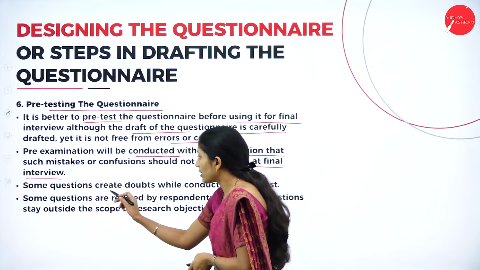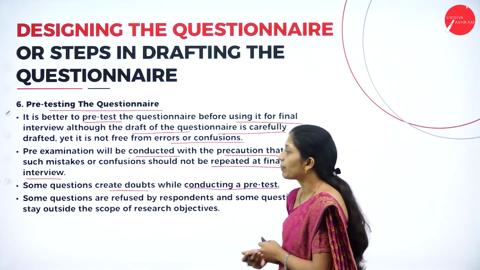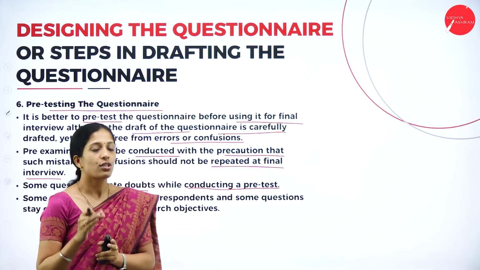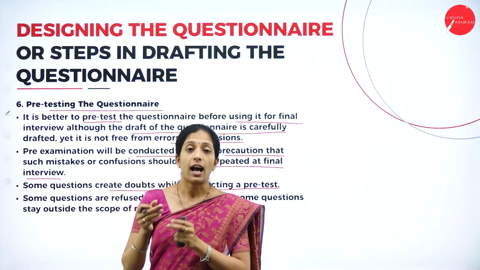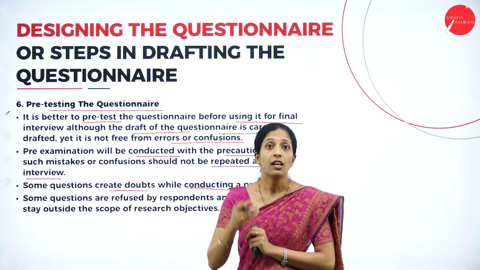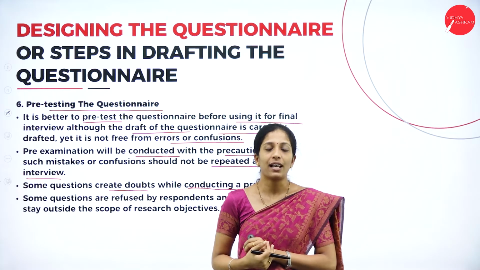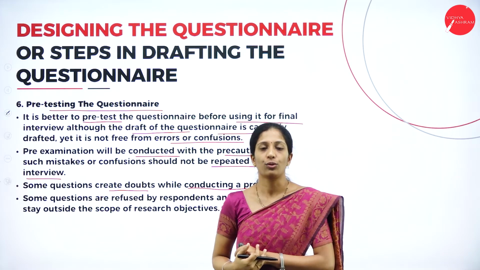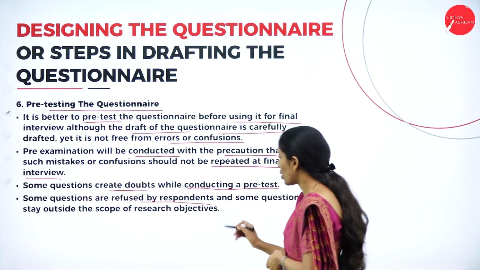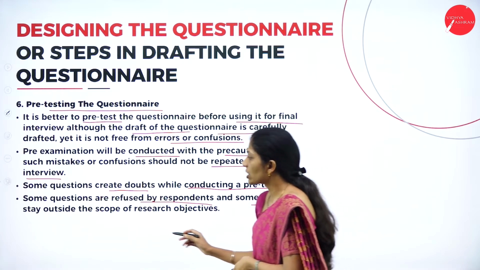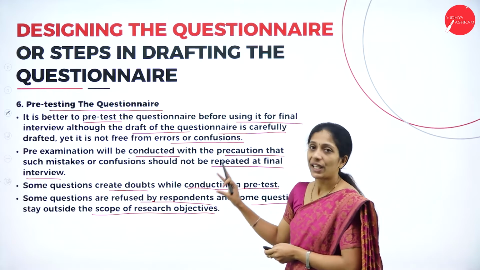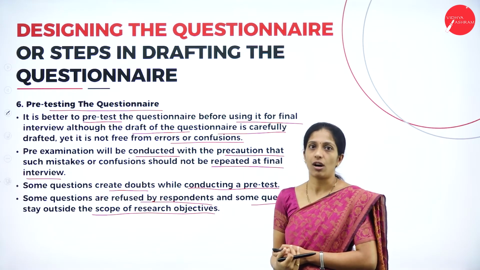Some questions create doubts while conducting a pre-test. So, if there is any doubt in the questions, such doubt has to be clarified and the researcher has to make that question as simple as possible so that no doubt will be there when it goes for testing through the whole population. Some questions are refused by the respondents and some questions stay outside the scope of research objectives. So, everything will be identified through pre-testing of the questionnaire.